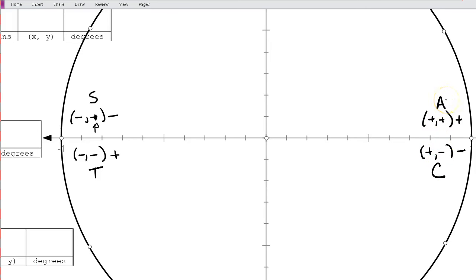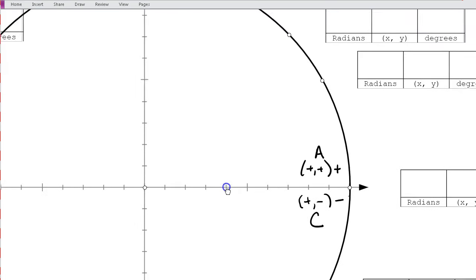So our mnemonic device for remembering this is all students take classes. The first quadrant, all of them, all the trig functions are positive. In the second quadrant, only the sine is positive. In the third quadrant, only the tangent is positive. And in the fourth quadrant, only the cosine is positive. So we'll keep that in mind. We're going to come back to that much later. So let's start building here.